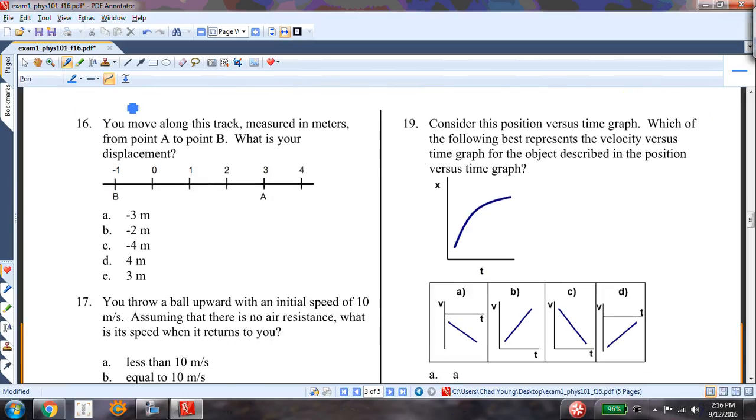All right, you move along this track measured in meters from point A to point B. What is your displacement? Well, your final is -1, minus the initial -3, that's -4 meters, so C is the right answer.